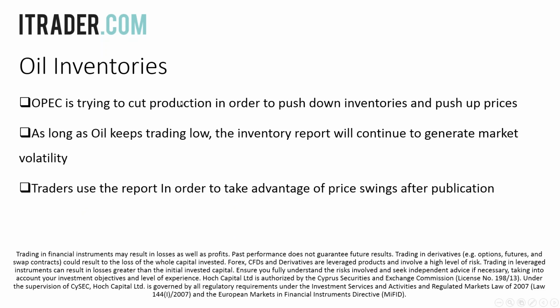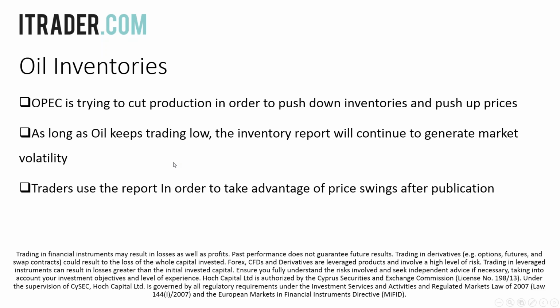OPEC is trying to cut production in order to push down inventories and push up prices. Think about it. If they're going to produce less oil, and people, we need oil. We drive our cars. We fly on airplanes. We need oil. If they're going to cut production, these oil countries, Saudi Arabia, Iran, Venezuela, Dubai, and so on, I'm talking about all the 14 countries, they want to push down inventories, and then the price will go up. As we say, when supply goes down and demand stays, the price of oil should go up.